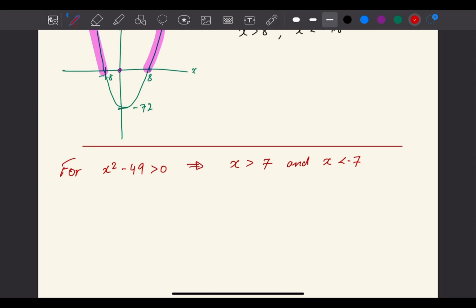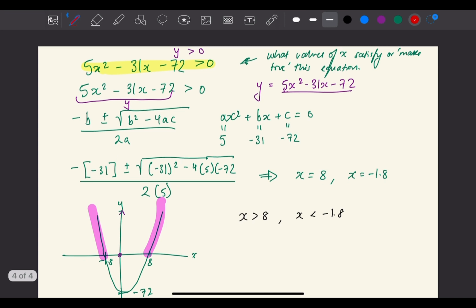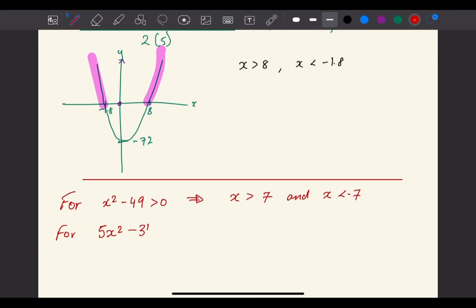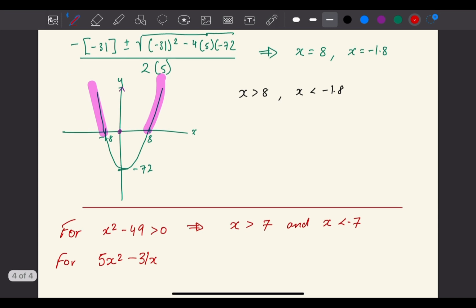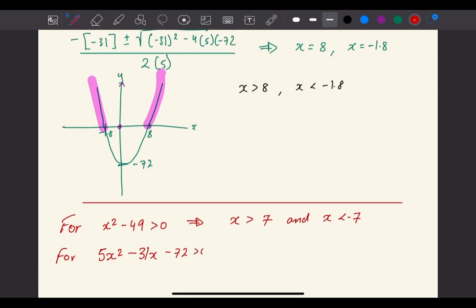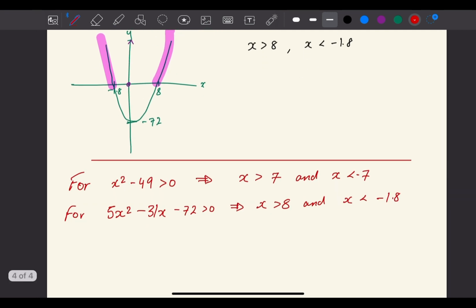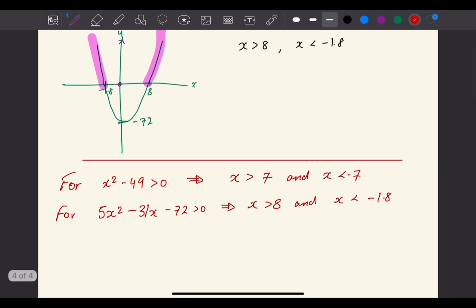And for 5x squared minus 31x minus 72 to be greater than 0, we require x to be greater than 8 and x to be less than minus 1.8. Okay, so we need a condition that satisfies this and this. These two need to be true.